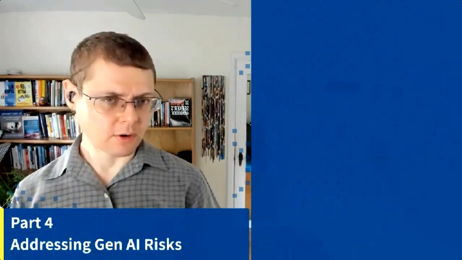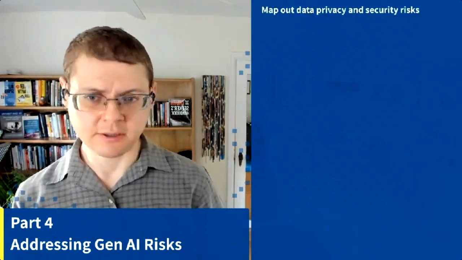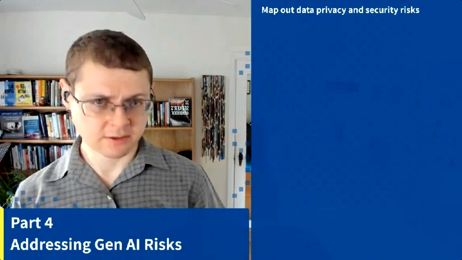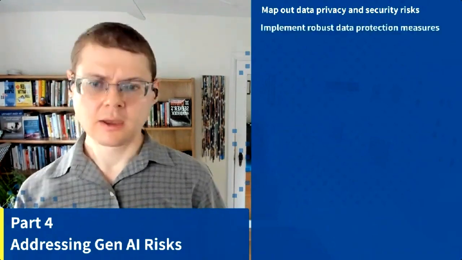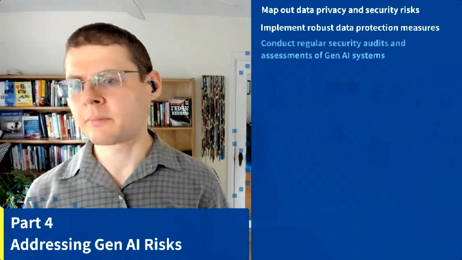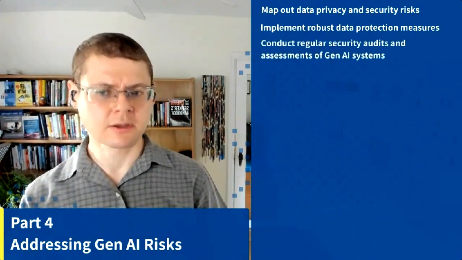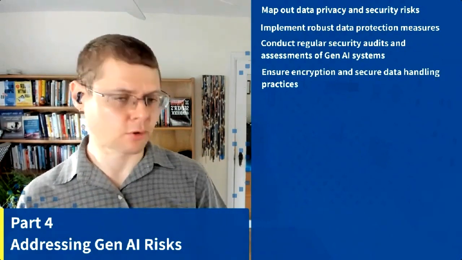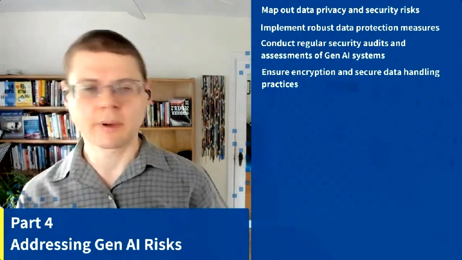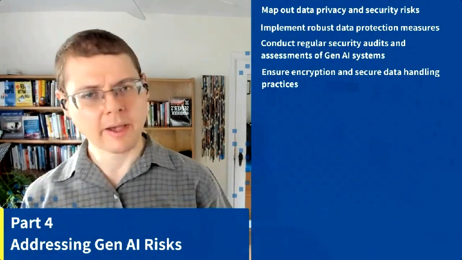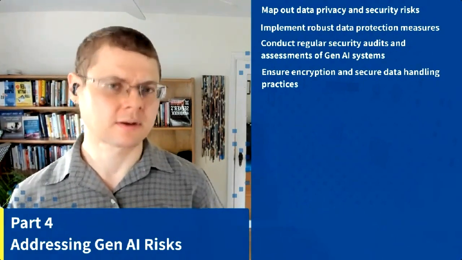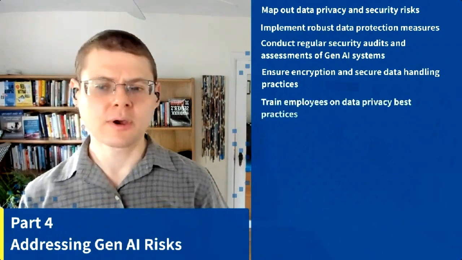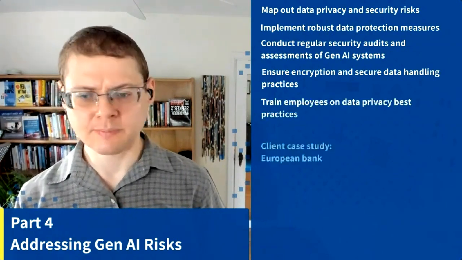All right. So we talked about how to get employees involved, and you want to think about how to do that. But you also want to think about generative AI risks and how to address those. Data privacy and security risks are major issues. So you want to implement good data protection measures, conduct regular security audits and assessments, and ensure encryption and secure data handling procedures. So I told you about using things like Microsoft's Copilot, which protects the data that you're using. Train employees on data privacy best practices as part of doing so.